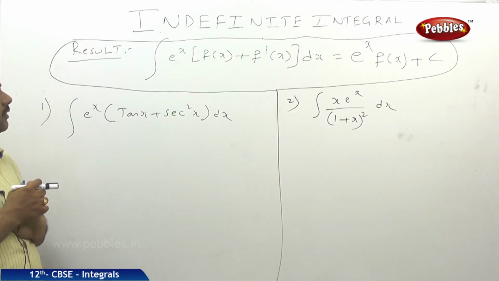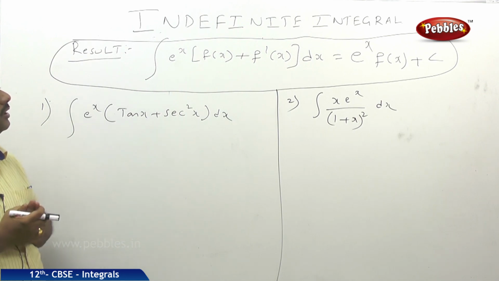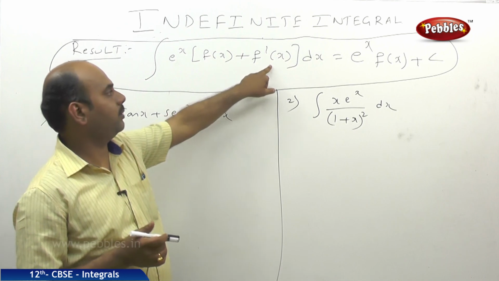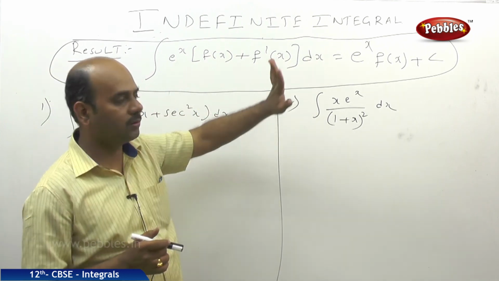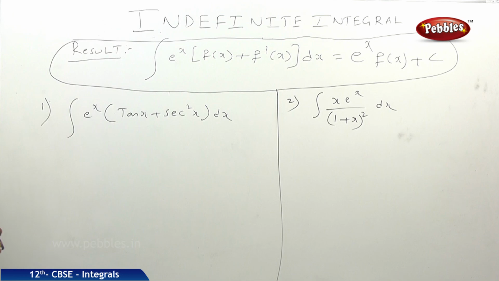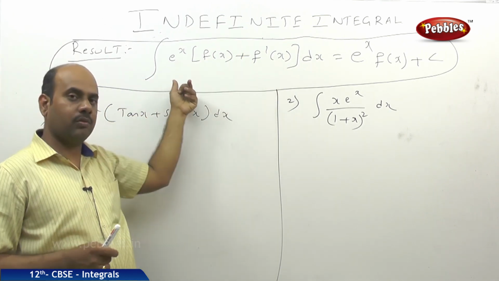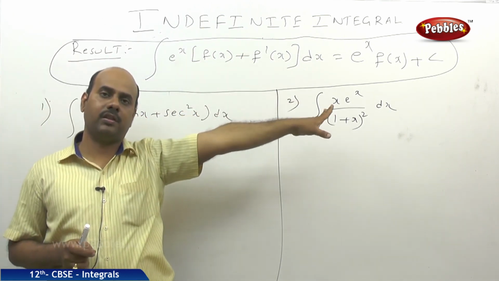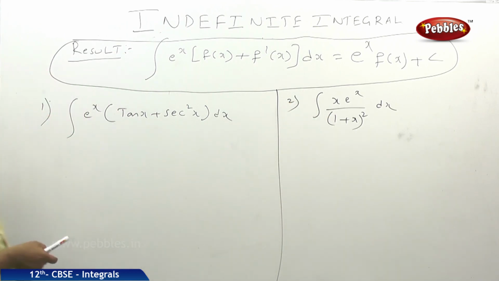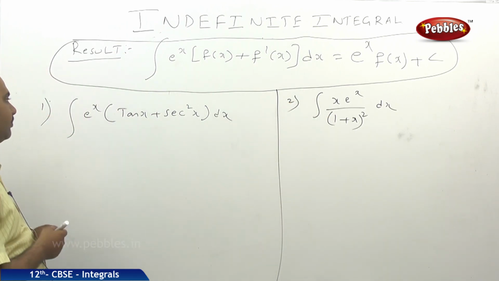Now we will be starting with another result. We will be starting with a good result, a very beautiful result. Integral of e power x into f of x plus f dash of x dx is equal to e power x into f of x plus c. This you should remember, right? The function will be there and its derivative will be there, and outside e power x. Remember the result is e power x into f of x plus c. Proof is not required at present, so directly I will be going for the problem.